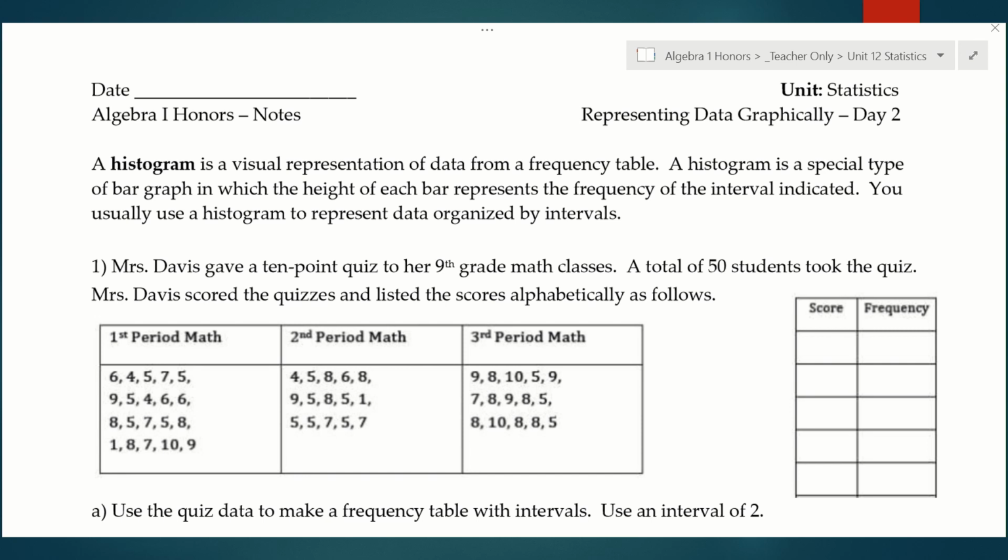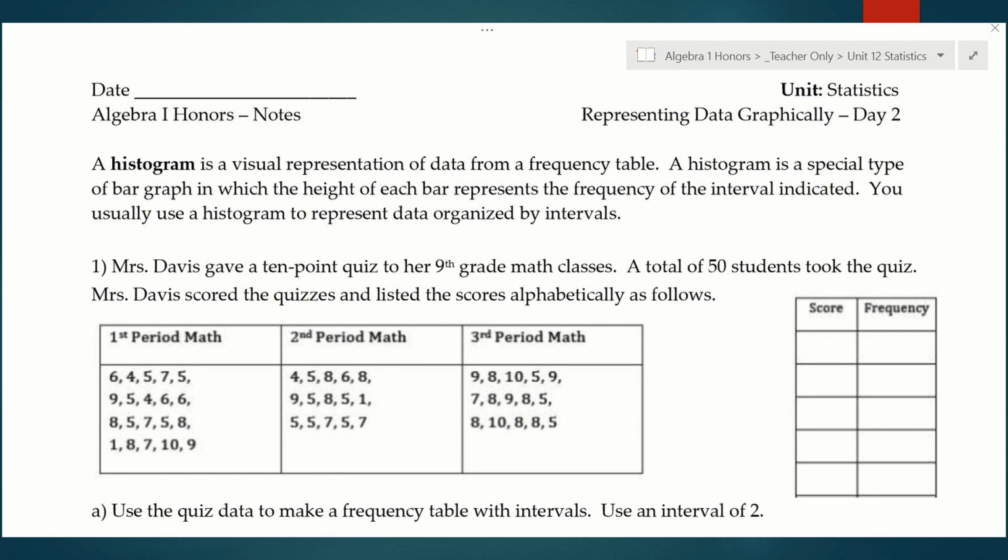So the first way we are going to look at how to represent bivariate data is using something called a histogram. A histogram is a visual representation of data from a frequency table. A histogram is a special type of bar graph in which the height of each bar represents the frequency of the interval indicated. You usually use a histogram to represent data organized by intervals.